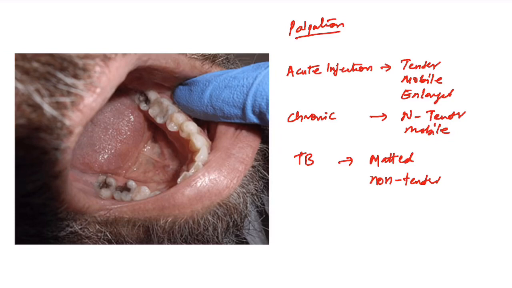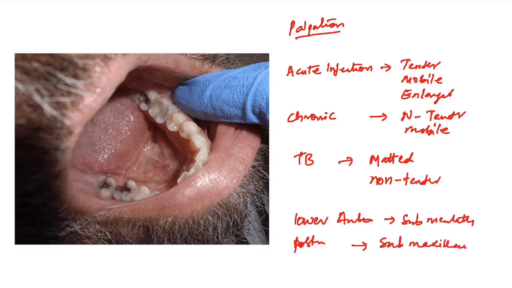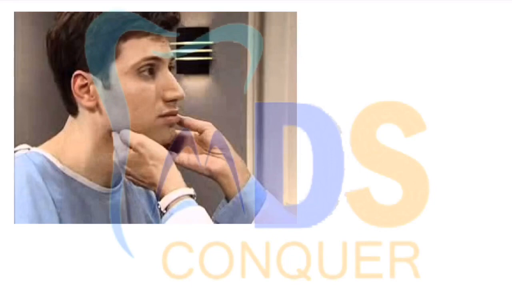They can also ask you which node is going to be infected when a particular tooth is associated. We're going to learn about this in space infections in oral surgery, but for example, if it is a lower anterior tooth, your submental lymph nodes are going to be palpated or inflamed. If it is a posterior maxillary tooth, a posterior upper tooth, your submaxillary lymph nodes are infected or palpated. Basing upon this, you're going to judge which type of lymph nodes are involved. So this is how the external palpation is done.